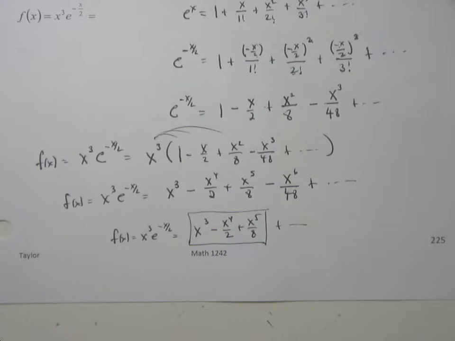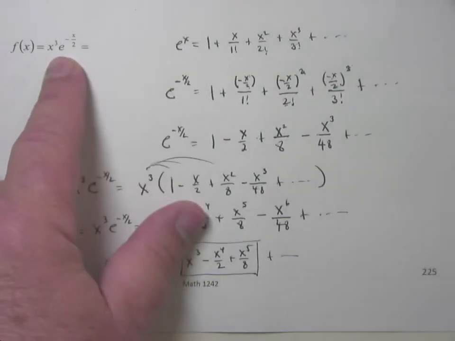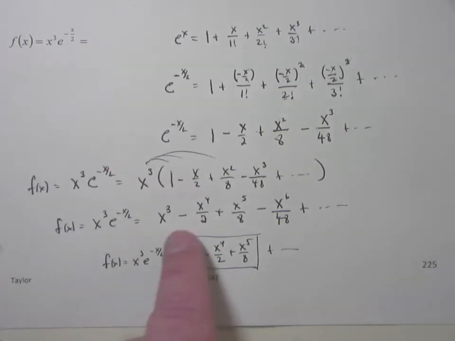But I was telling you, you know what we're going to do in part C on the multiple choice? On the free response part of the exam? We're going to ask you to integrate. Give me a Maclaurin series for the integral of x cubed e to the negative x over 2. So if you want to integrate this, well, instead of integrating that, which is kind of a pain, you can integrate this.